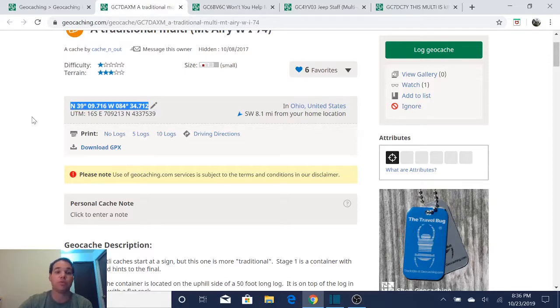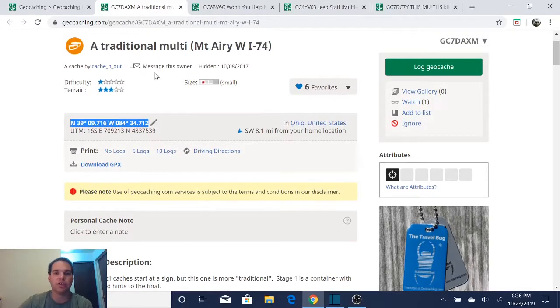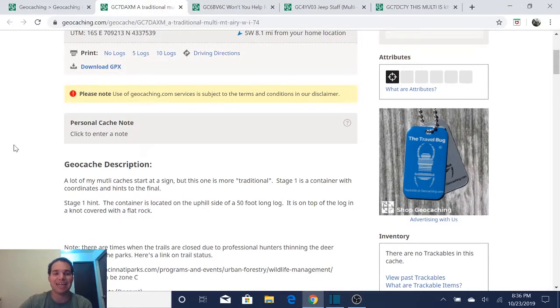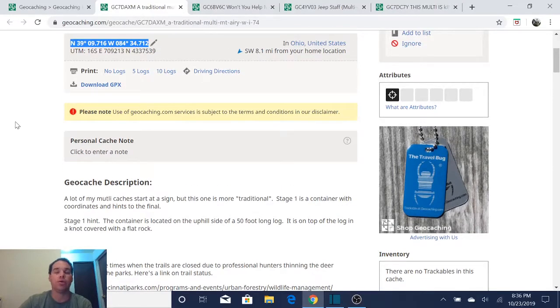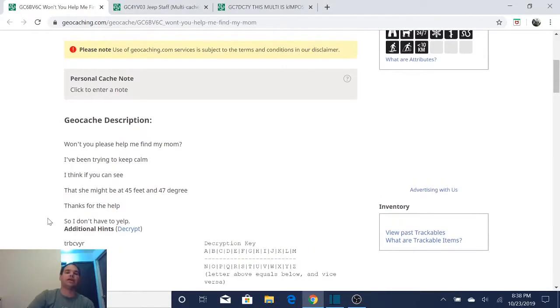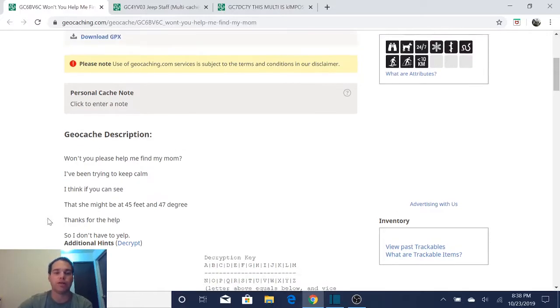to start your adventure. So when you get to this particular spot using your GPS, you're going to look for a container. In this case, it would be a small container, and inside of it will be a second set of coordinates that you're going to need to put in your GPS or your phone in order to proceed to the next stage.